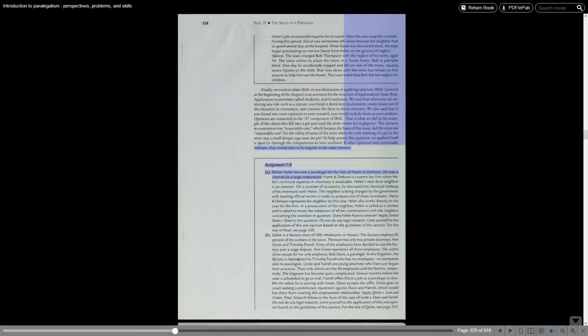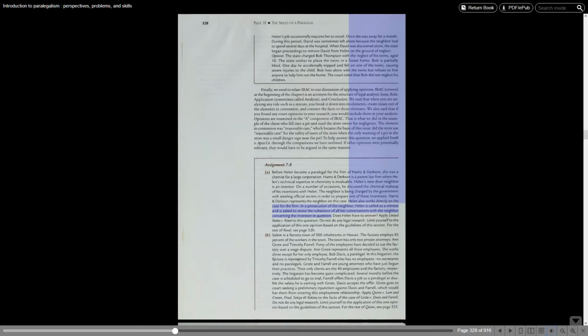Assignment 7.8a. Before Helen became a paralegal for the firm of Harris & Dirksen, she was a chemist for a large corporation. Harris & Dirksen is a patent law firm where Helen's technical expertise in chemistry is invaluable. Helen's next-door neighbor is an inventor. On a number of occasions, he discussed the chemical makeup of his inventions with Helen. The neighbor is being charged by the government with stealing official secrets in order to prepare one of these inventions. Harris & Dirksen represents the neighbor on this case.